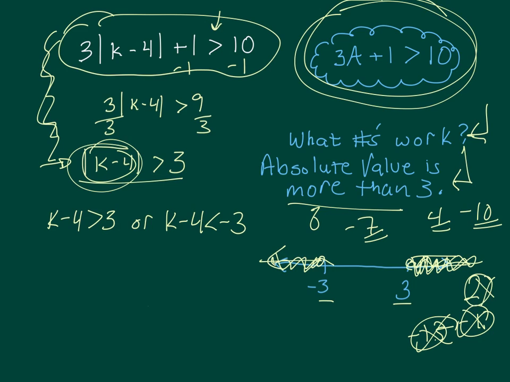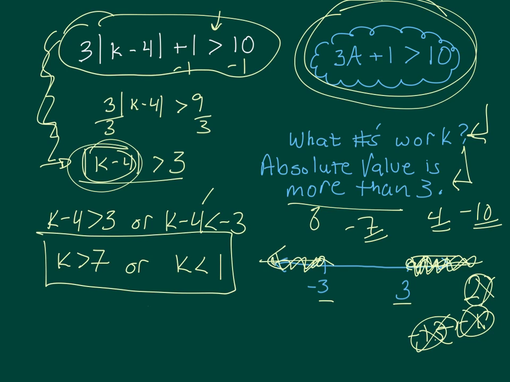Keep in mind these are inequalities, so if you ever do divide by a negative number, the inequality flips directions, but that's not a problem here today. So I'll add 4 to both sides. That means k is more than 7, or add 4 to both sides on this equation, k is less than 1. And then that would be my answer written out. And by the way, if you wrote it this way instead, k less than 1, or k more than 7, that would be equally correct.